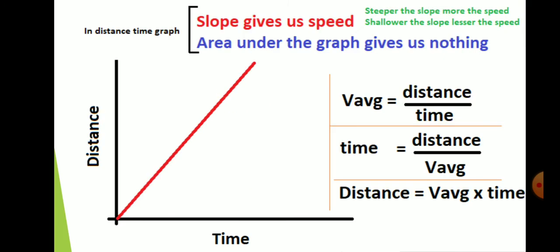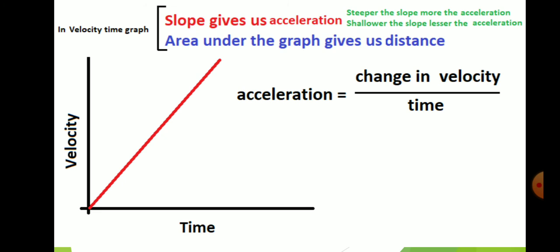Now it's the revision of the graphs. This is the distance time graph. The slope of the distance time graph gives us the speed. The steeper the slope, the more the speed. The shallower the slope, the lesser the speed. These are the formulas. This is the graph for velocity and acceleration.